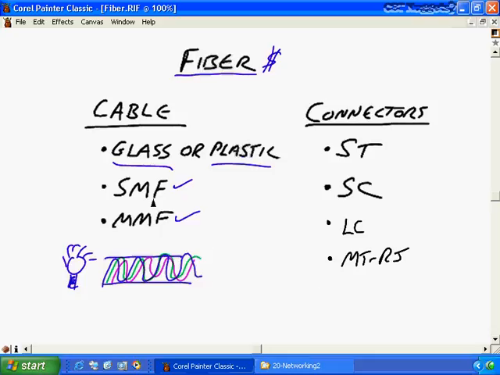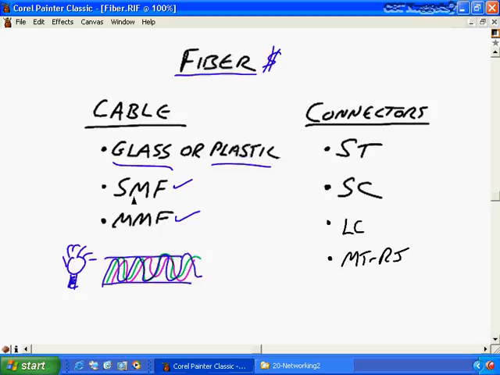And if you need to go a pretty good distance, you're more likely to use single mode fiber because since it only uses a single mode of communication here, the light actually travels straight down the cable and doesn't have to bounce off the walls, so to speak. Whereas multi-mode fiber bounces off the walls of this fiber, and as it does so, the signal weakens as it gets closer to the end.